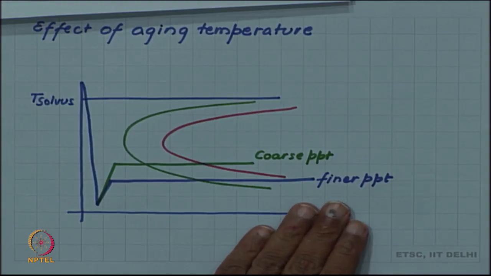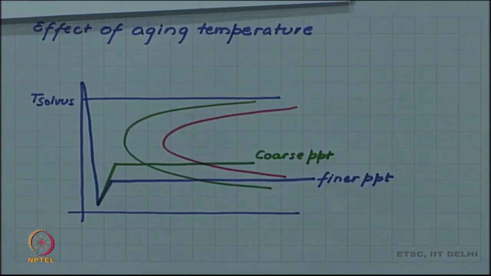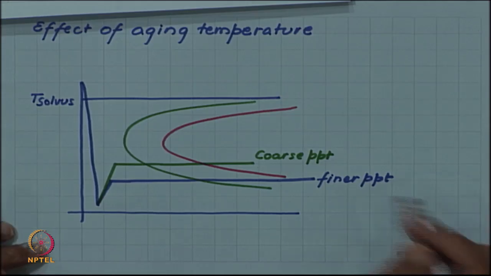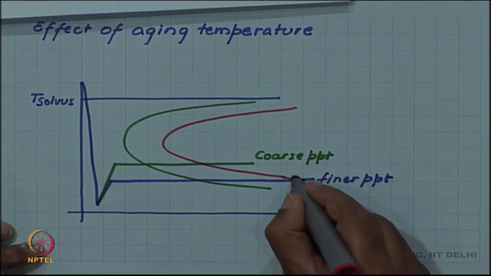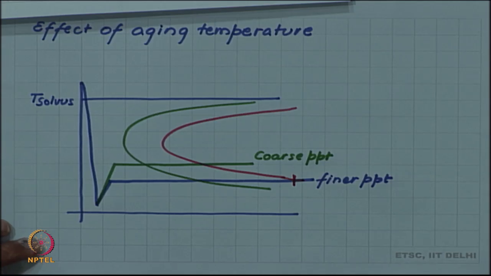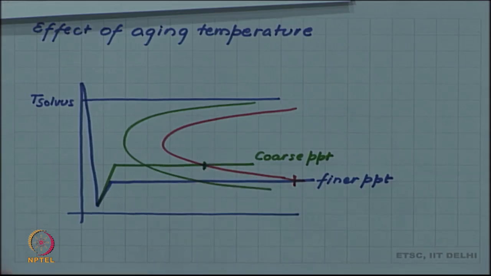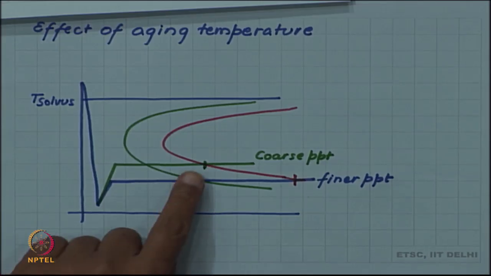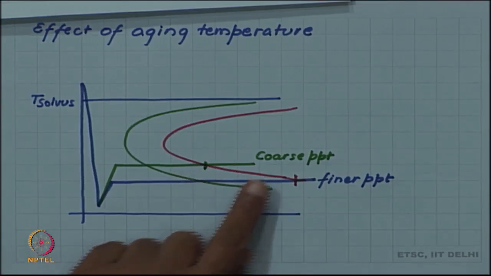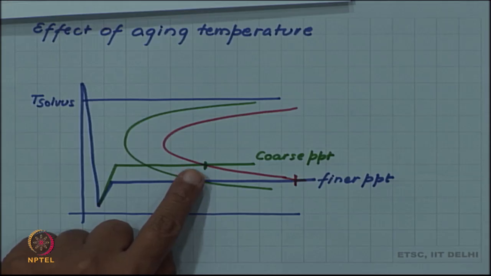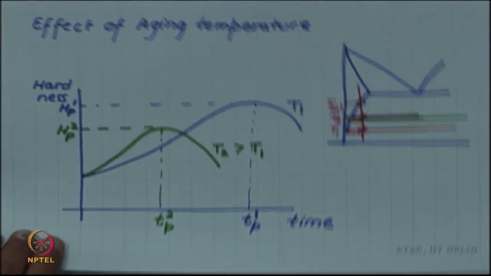So, at lower temperature you will have higher hardness, but the time for completion is more at the lower temperature than at the higher temperature. So, you will achieve lower hardness at higher temperature, but you will achieve it in a shorter time.